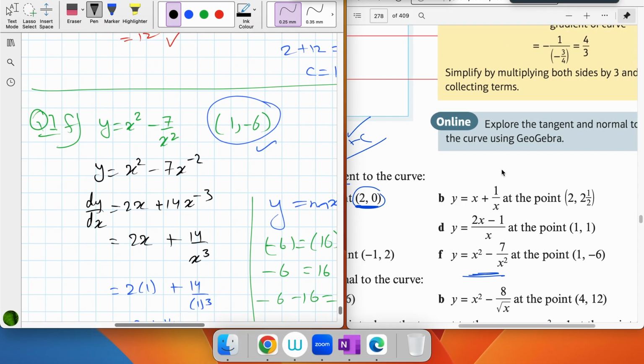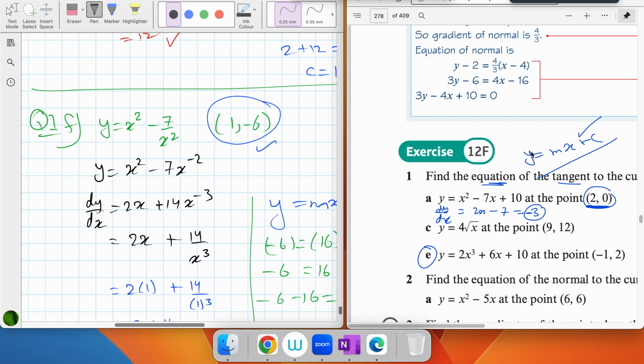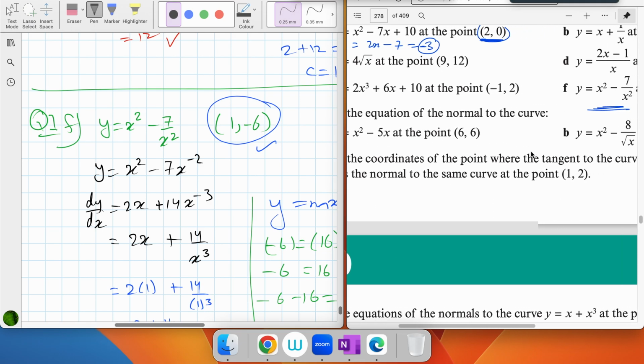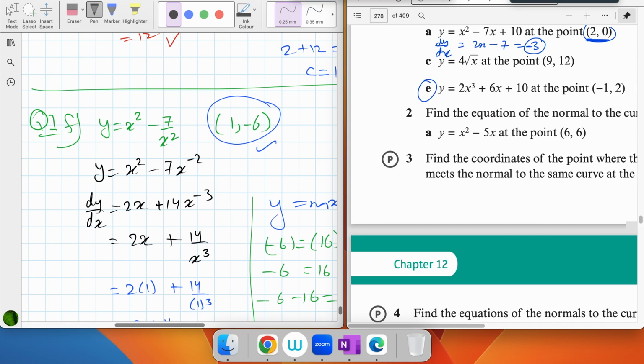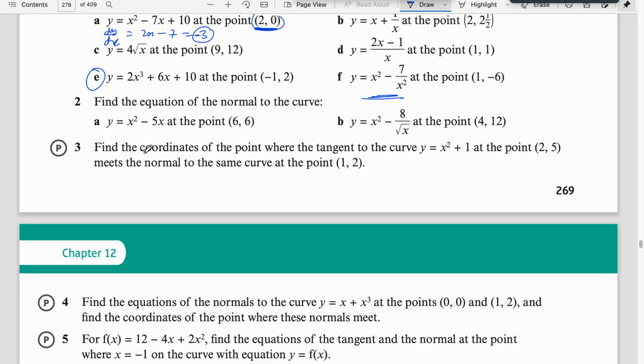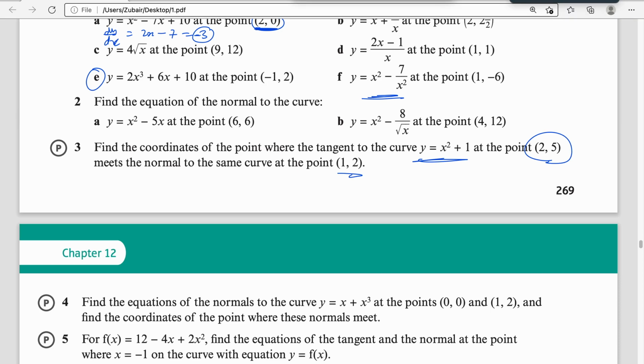Let's try some longer questions. Question number 3 says find the coordinate of the point where the tangent to the curve at this point meets the normal to the same curve at this point. So these are two different stories. We'll go about them one by one.